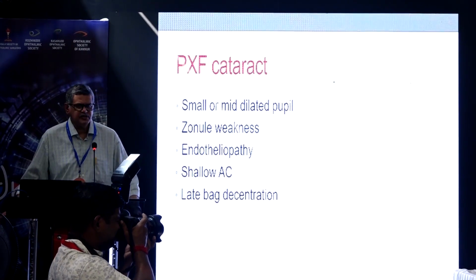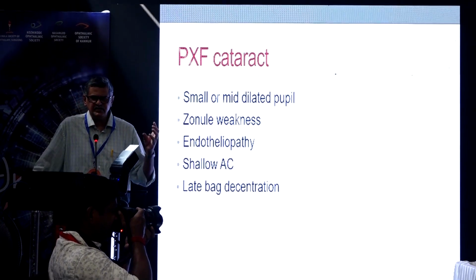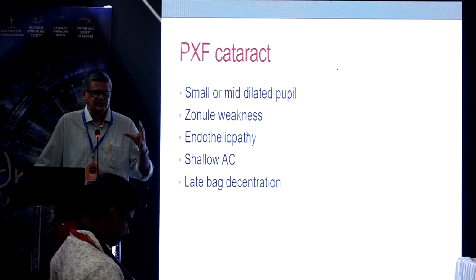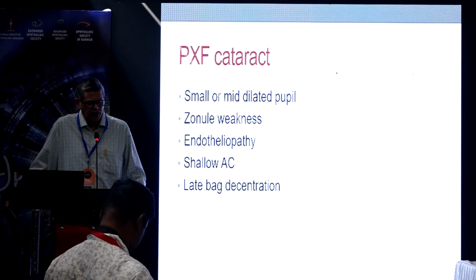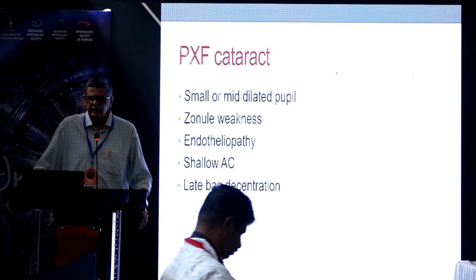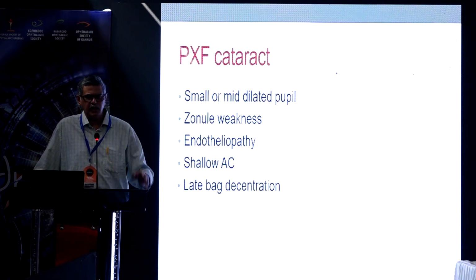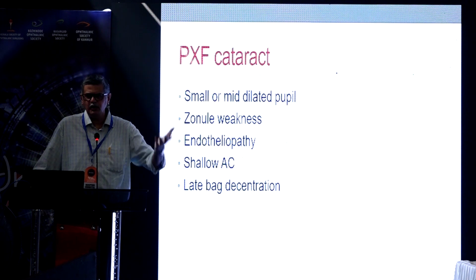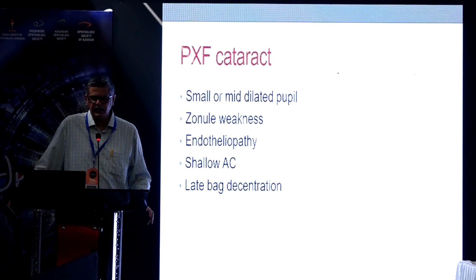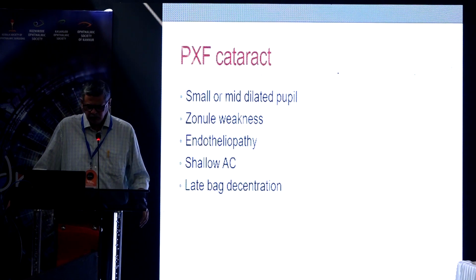Now, pseudoexfoliation cataract, other than the small or mid-dilated pupil, also has 3 or 4 additional things which you have to keep in mind when you operate. The first one obviously is zonule weakness. It does not necessarily mean that all pseudoexfoliations have zonule weakness, but you should keep in mind that this is a progressive zonulopathy. Even if during surgery everything is fine, these eyes over a period of 5 or 10 years can have zonule weakness, decentration of lenses, dislocation and things like that.